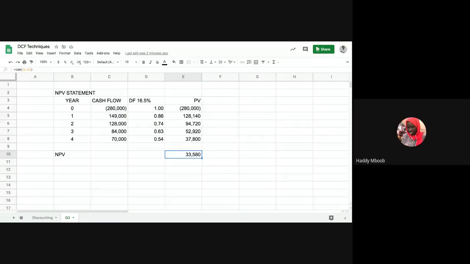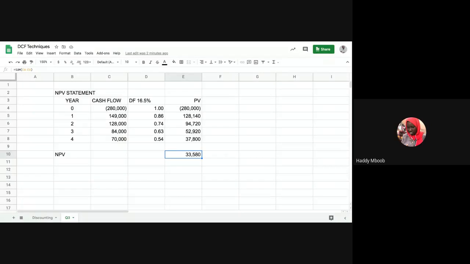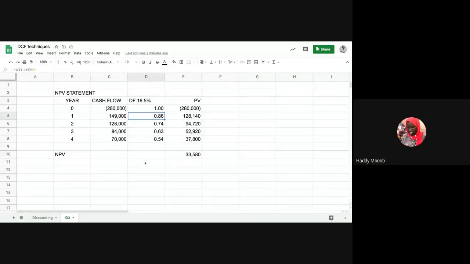Also, for those using computers, I think the spreadsheet has made it easier for them. You can just calculate the first one, that is year 0. Under the present value column, you put equals to the cash flow multiplied by this one. If you have this, then from there you just drag, and the same thing will be applied to other columns.